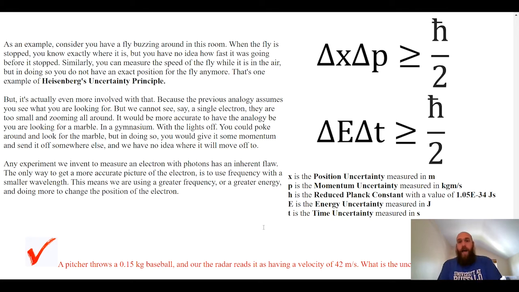And there's another way to look at Heisenberg's uncertainty principle. You don't have to do it with position and momentum. You can do it with energy and time, where again, your energy uncertainty times your time uncertainty is going to be greater than or equal to h bar over 2. And so that h bar value I've given to you, the reduced Planck's constant, is just 1.05 times 10 to the negative 34. Again, it's just our regular Planck's constant divided by 2 pi.